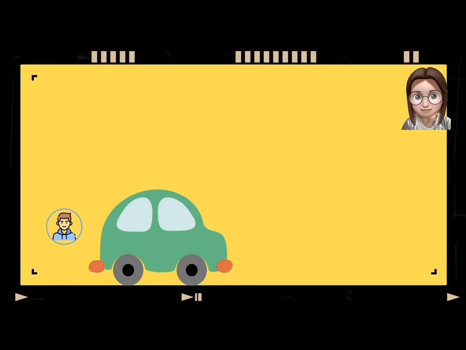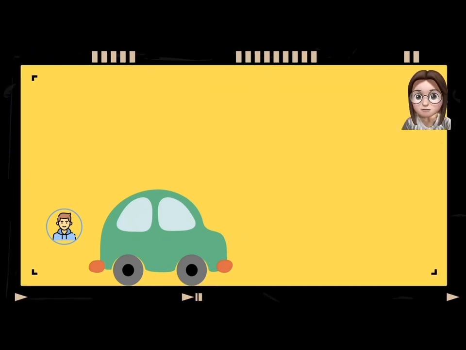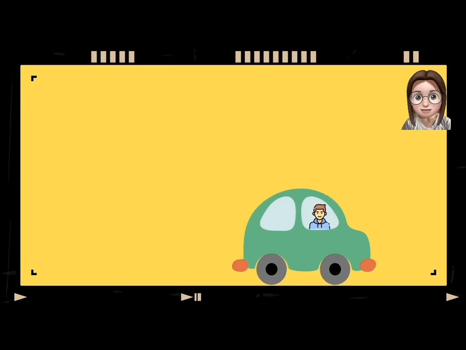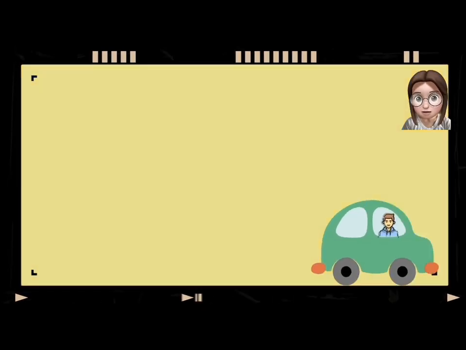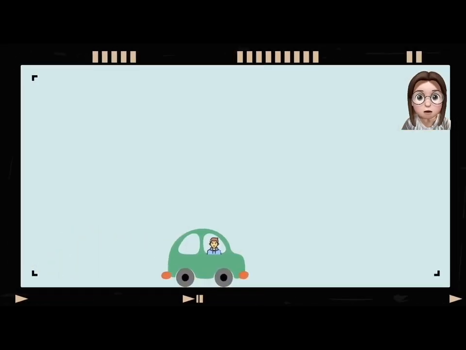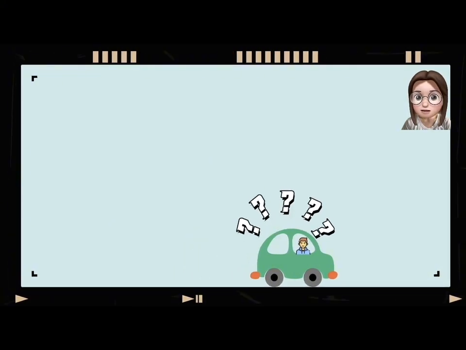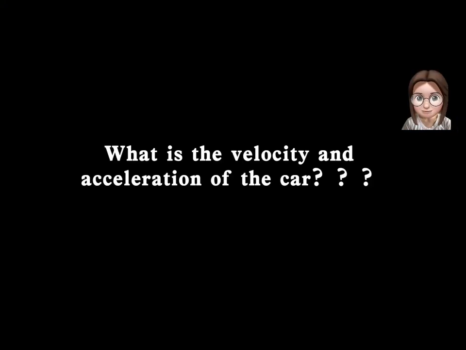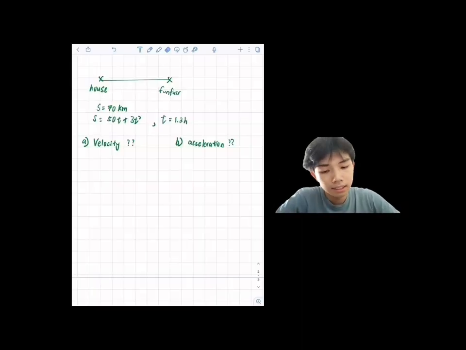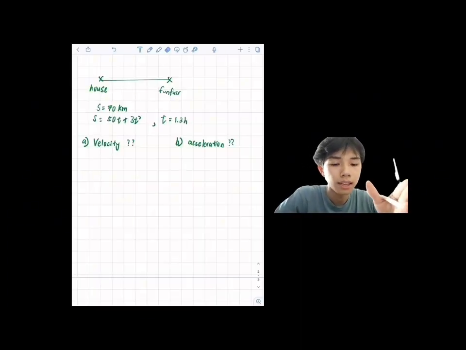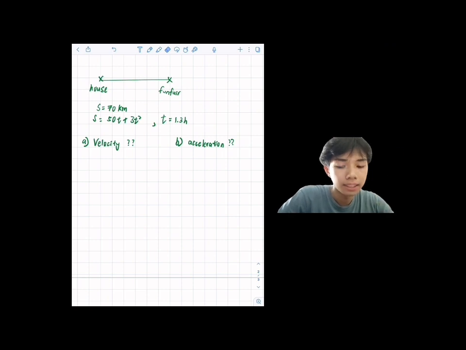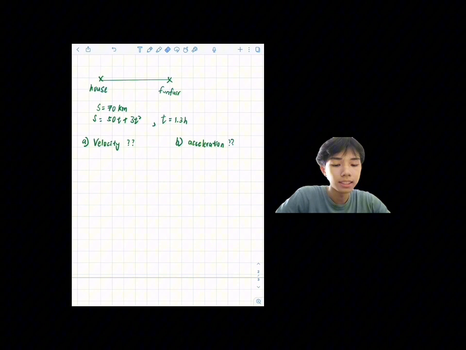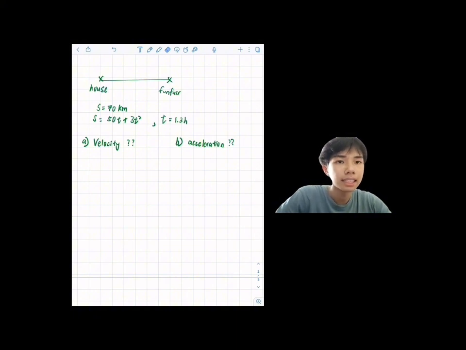Today, I'm going to tell you a story. It was a cloudy day. Eddie decided to go to the fun fair by car. When he was on the way, he wondered, what is the velocity and acceleration of the car? Let's say the distance between the house and fun fair is 70 km, and the equation of the displacement is s equal to 50t plus 3t squared, and the time taken is 1.3 hours. So how can we find the velocity and acceleration of the car?